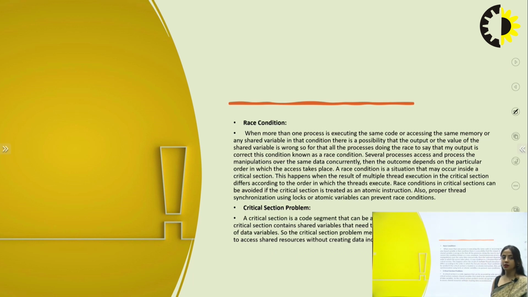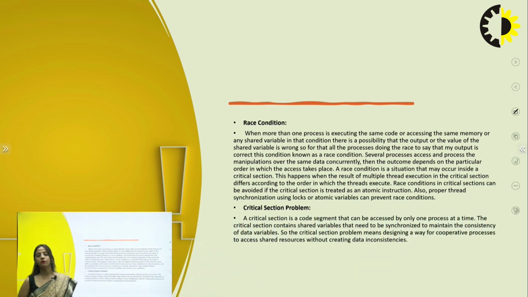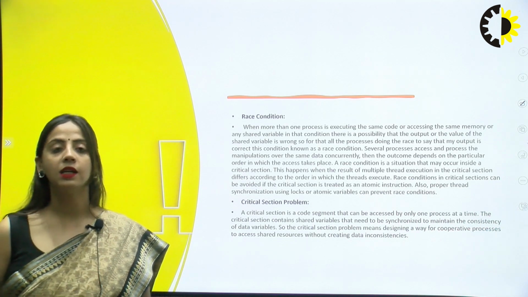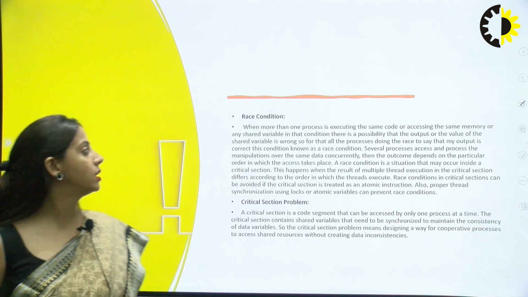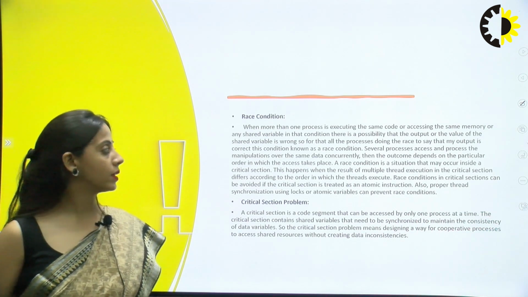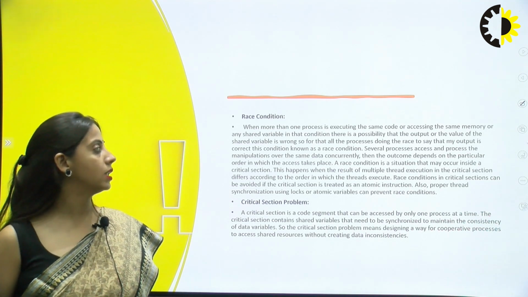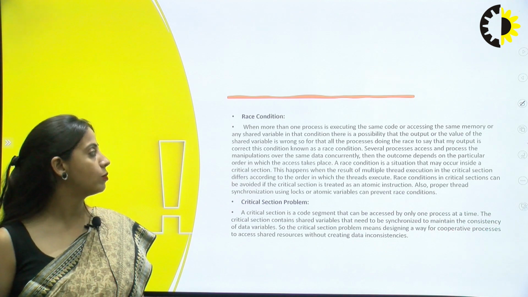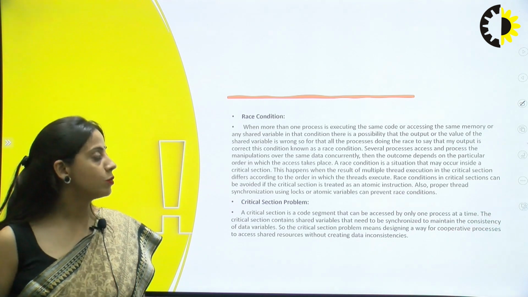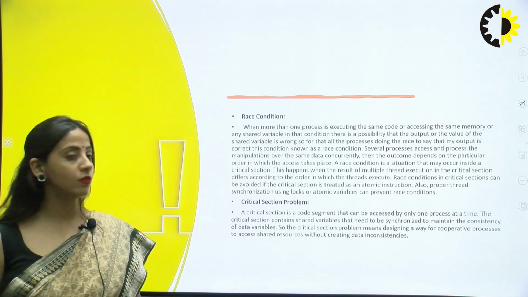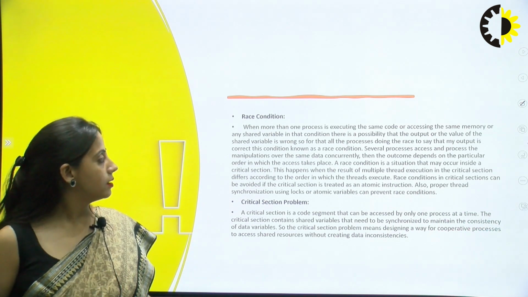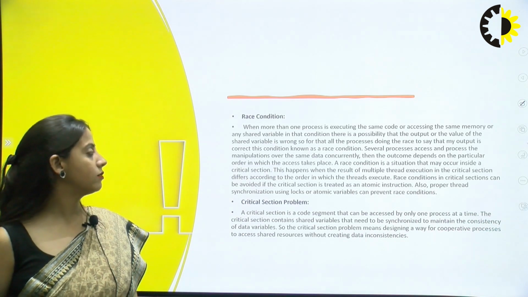Now, what happens in a race condition? When more than one process is executing the same code or accessing the same memory or any shared variable, there is a possibility that the output or the value of the shared variable is wrong. All the processes are racing to claim that their output is correct. This condition is known as a race condition. Several processes access and manipulate the same data concurrently, and the outcome depends on the particular order in which the access takes place.